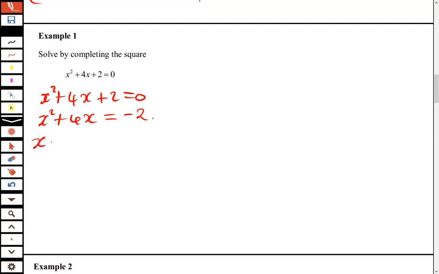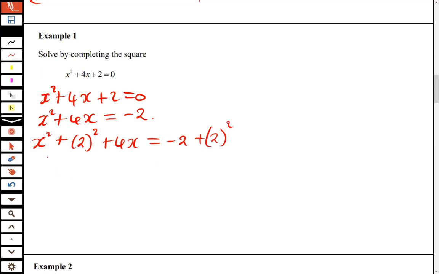So I have x squared, then I say plus, half of 4 will simply just be 2. So this 2, I'll write it there, and then I'll square it, then I'll write my 4x there. But remember, the same 2 squared that I've added this side, I'm also supposed to add it on the other side of the equal sign. So I'll add positive 2 squared on the other side of the equal sign.